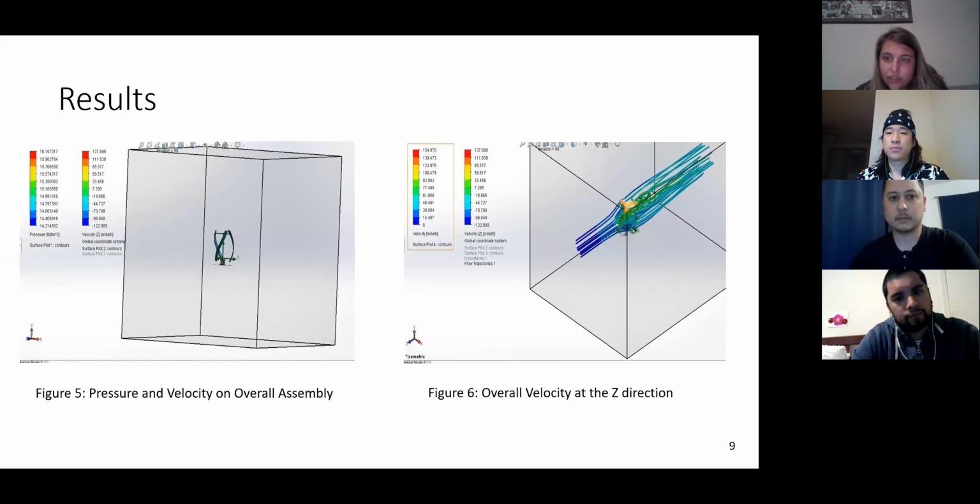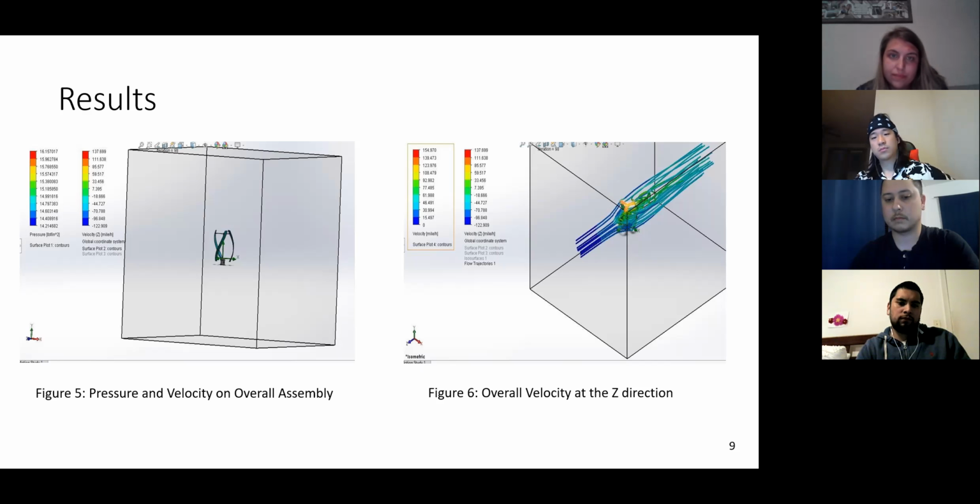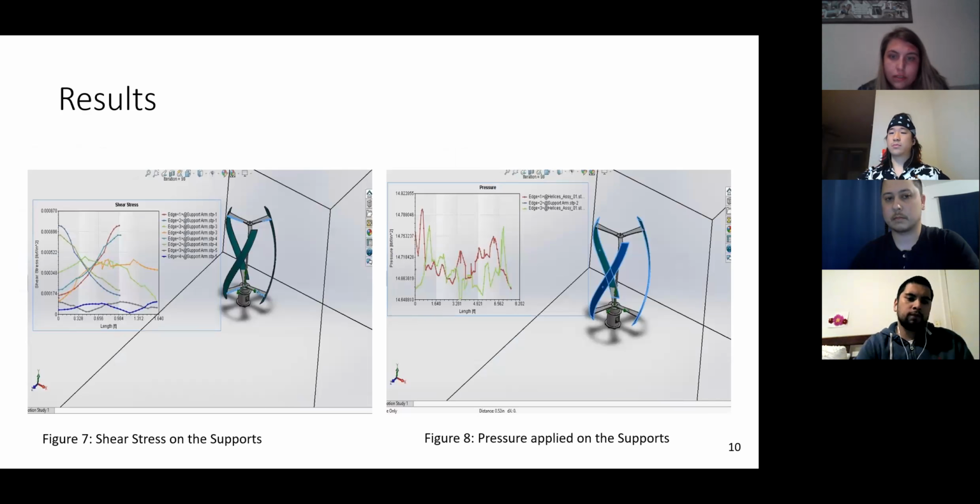The design was created to populate the results with the rotation of the blades and a structure that can extend and retract from the hub. In the figures displayed, we see the analysis of pressure and velocity on the overall assembly taken into consideration, and the velocity in the z-coordinate axis direction is displayed. Next. Here in these figures, we show the shear stress upon the supports, and we also show the pressure applied by the length.